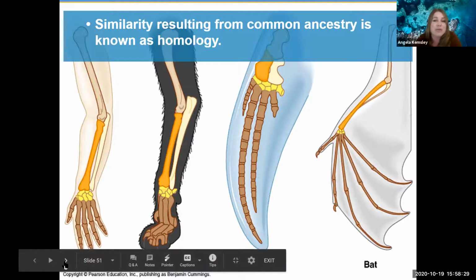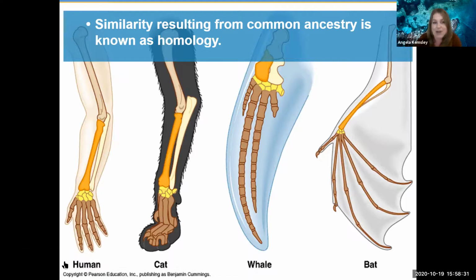Similarity resulting from common ancestry is known as homology. When structures are similar because they shared a common ancestor, but the adaptations do different things, that is called homology.